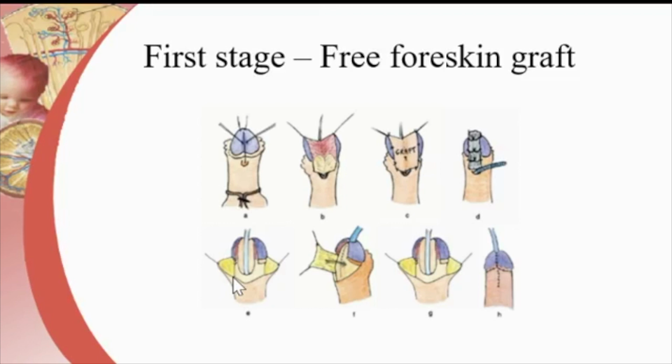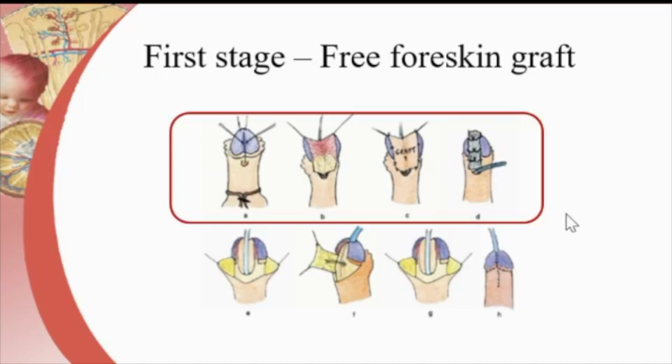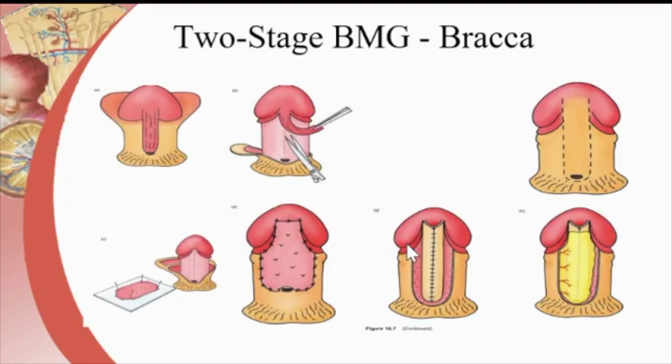Now in the Western countries, they don't like the Byars' flap, so they take a free foreskin. The foreskin is completely taken free, like a full thickness skin without any fat. So they defat the foreskin and then apply it like a graft and then quilt it and wait for it to take nicely, and then after 6 months they go for a urethroplasty. So the tubularization is done later. That is a typical two-stage repair done in the Western world.